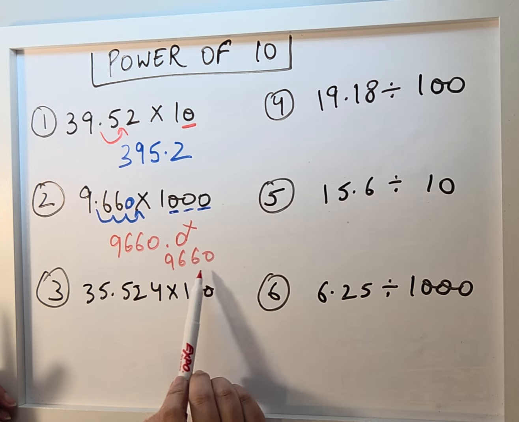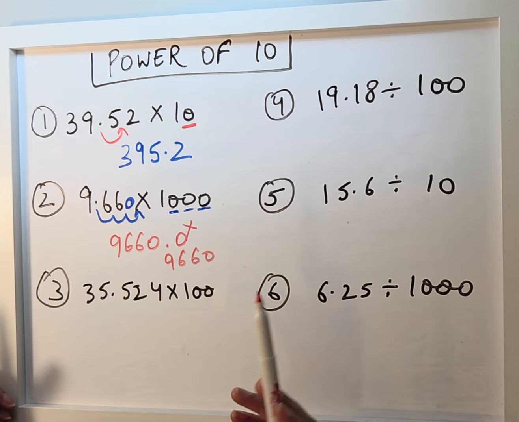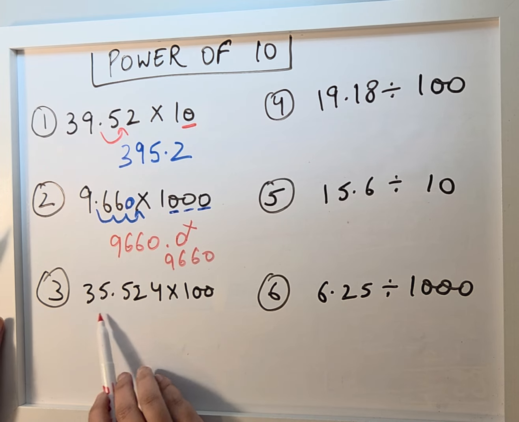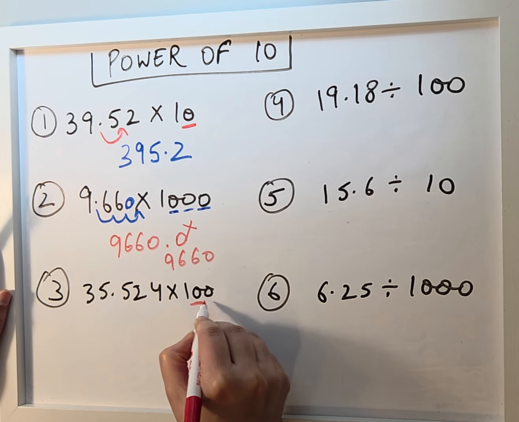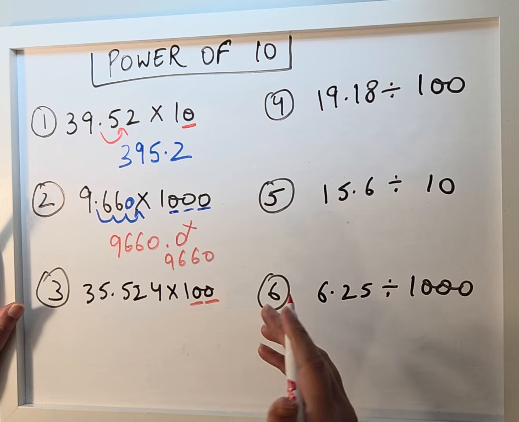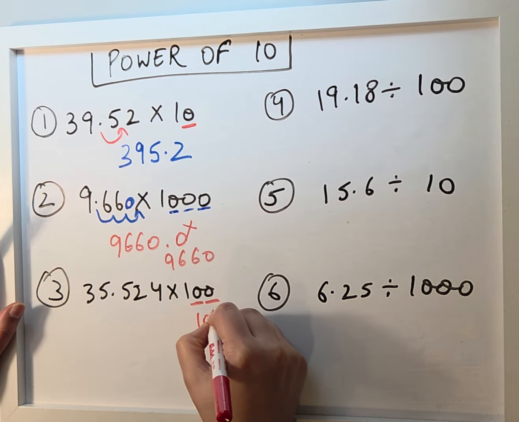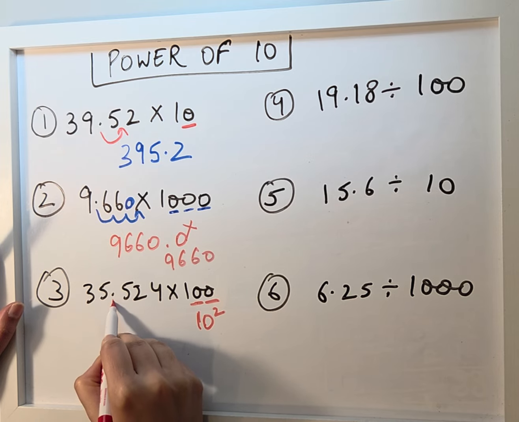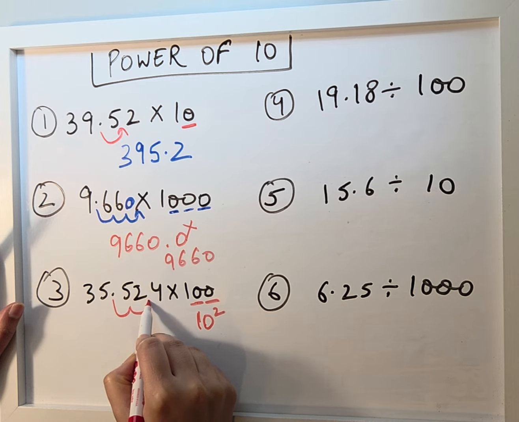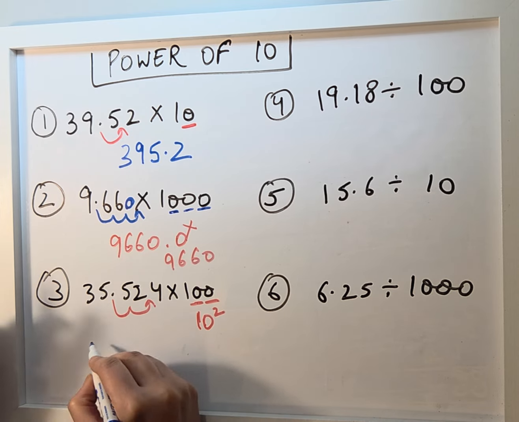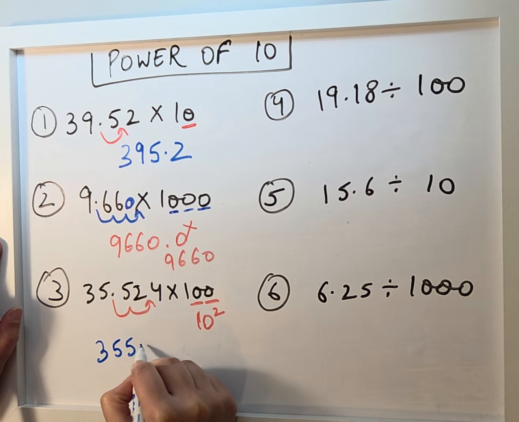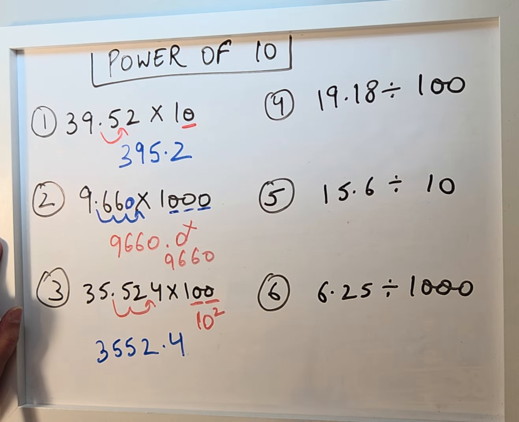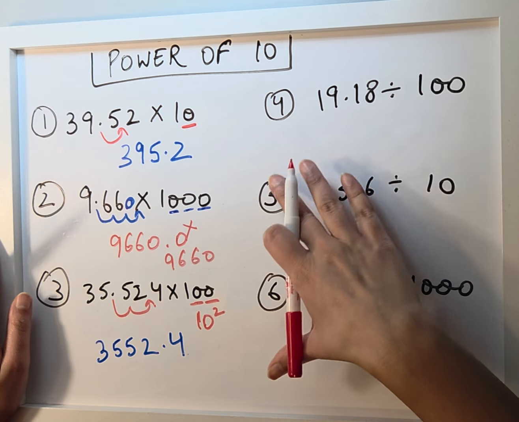So 9660 is greater than 9.66. Now here again we are multiplying, but here we have only two zeros, 10 to the power of 2, like we did in exponents. So we have two zeros here, so the decimal will move 2 times to the right. So what is the answer that we will get? 3552.4.